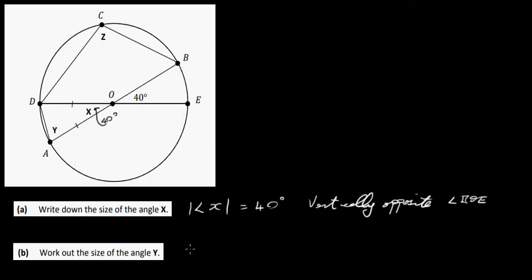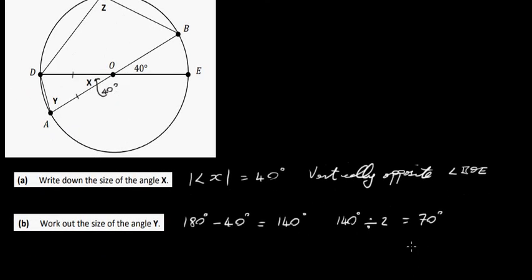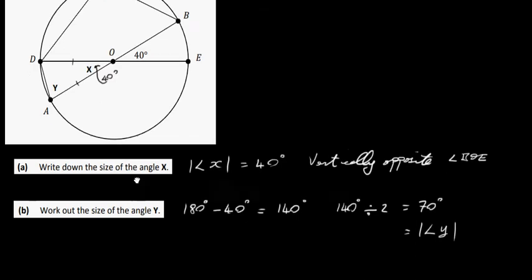So the way we're going to do this, we're going to take 180 degrees and subtract 40 degrees. That will give us 140 degrees. And then we're going to take 140 degrees, divide by 2, and that will give us 70 degrees. So 70 degrees is equal to the size of the angle Y. So that's part B here.